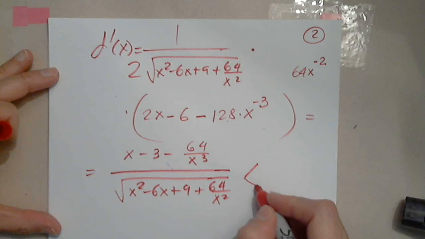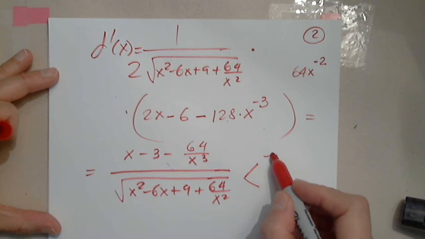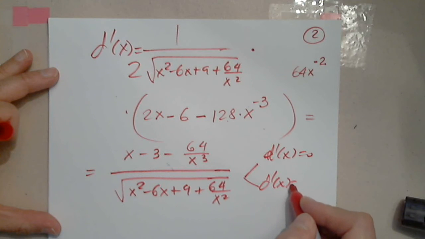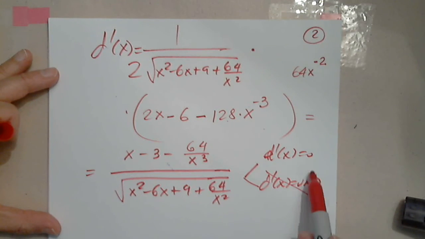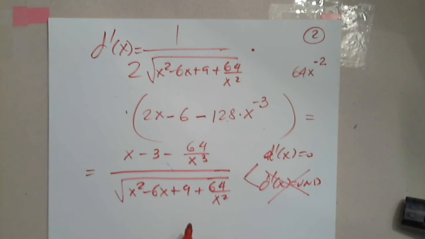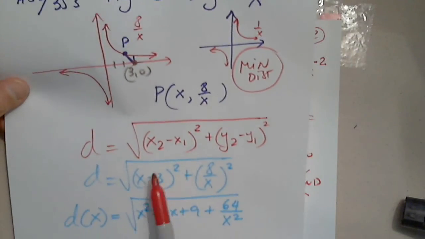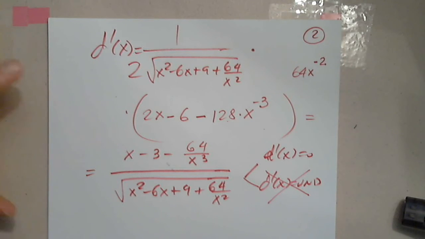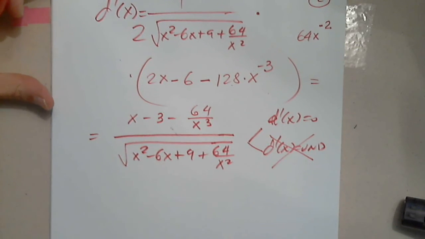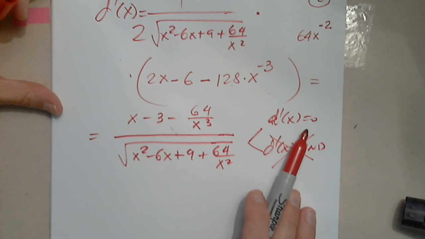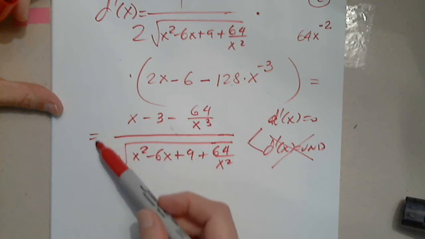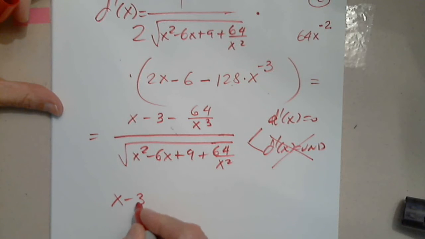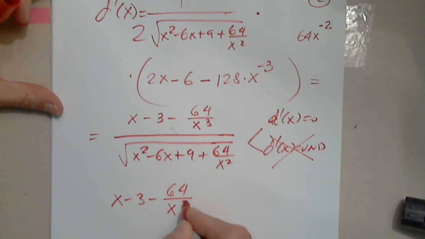I know that critical numbers come from d prime being 0 or d prime being undefined. That's no such thing, because when this is 0, the distance is 0. So that's not possible. So the only possible critical numbers can come from d prime being 0. When a fraction is set equal to 0, only the numerator can be 0. x minus 3 to make that happen.